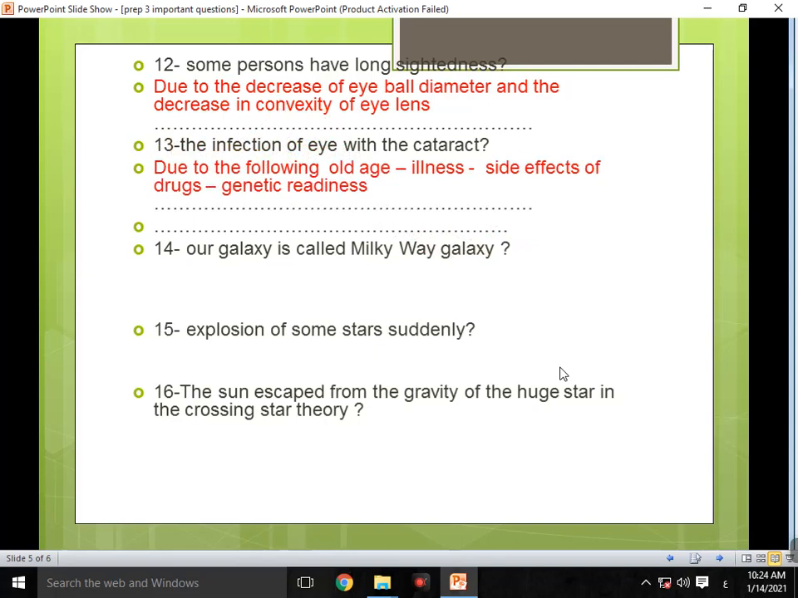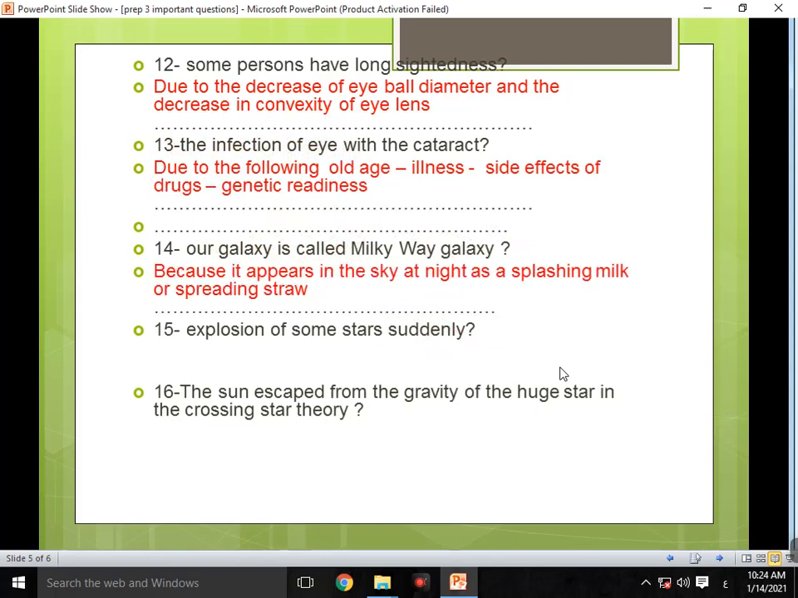We name it the Milky Way galaxy because it looks like splashing milk or spreading straw in the sky. 15, explosion of some stars. You know that the explosion of stars is due to the occurrence of sudden and violent nuclear reaction.